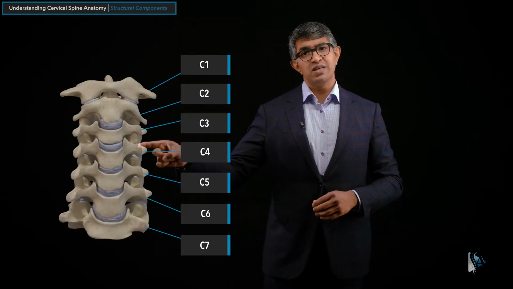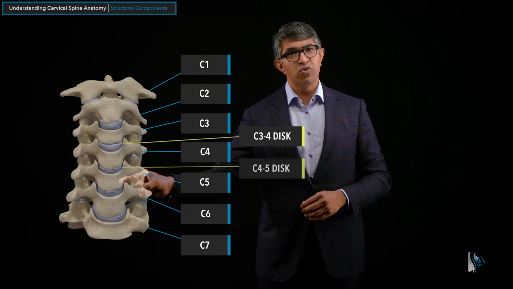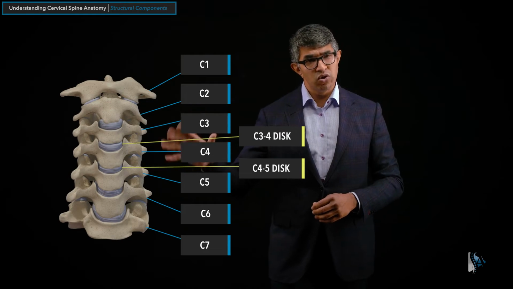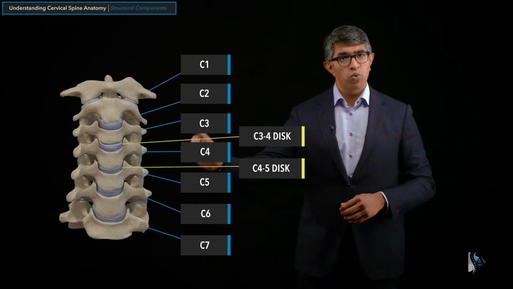So this is the disc between C3 and C4. It's called the C3-4 disc. Between 4 and 5, similarly, you have a structure called the C4-5 disc. That numbering nomenclature, people sometimes get confused when you say, oh, C4-5, we're talking about one structure.